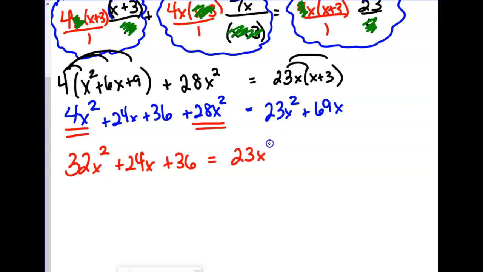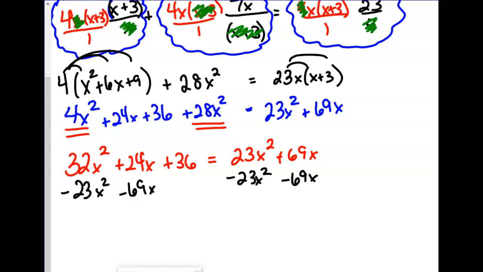And I also have a equals 23x squared plus 69x on the right side. Okay, now let's start moving things around. I know many of you are capable of doing that in far fewer steps, but if this was a test, I don't know if it's worth it. All right, finally we get our quadratic in standard form.